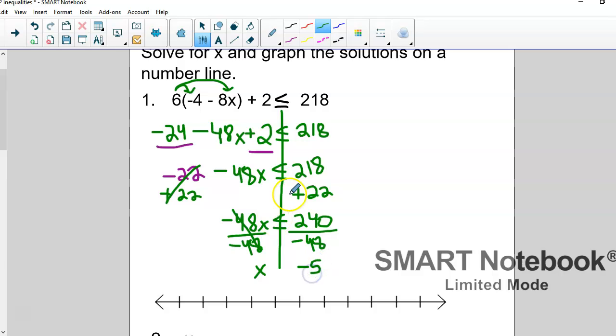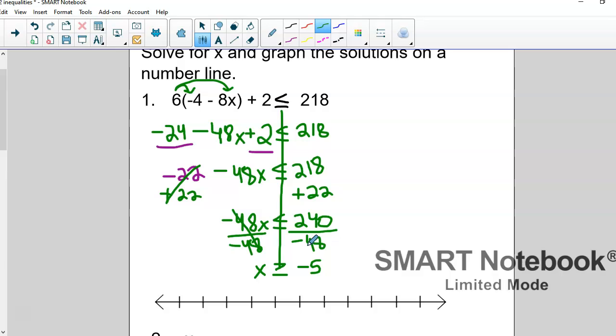Something very important happens though. This is really important. When you divide or multiply both sides by a negative number when you're solving inequalities, something happens to the inequality symbol, and that is that it flips, so it'll face the opposite way. So instead of x is less than or equal to negative 5, it's going to be x is greater than or equal to negative 5. And that is because we divided by a negative number. That's also true if you multiply by a negative number.